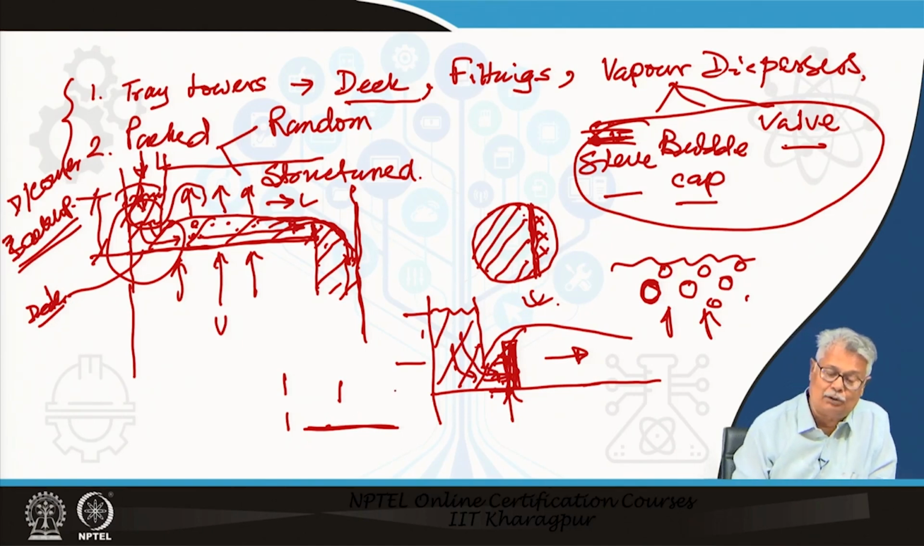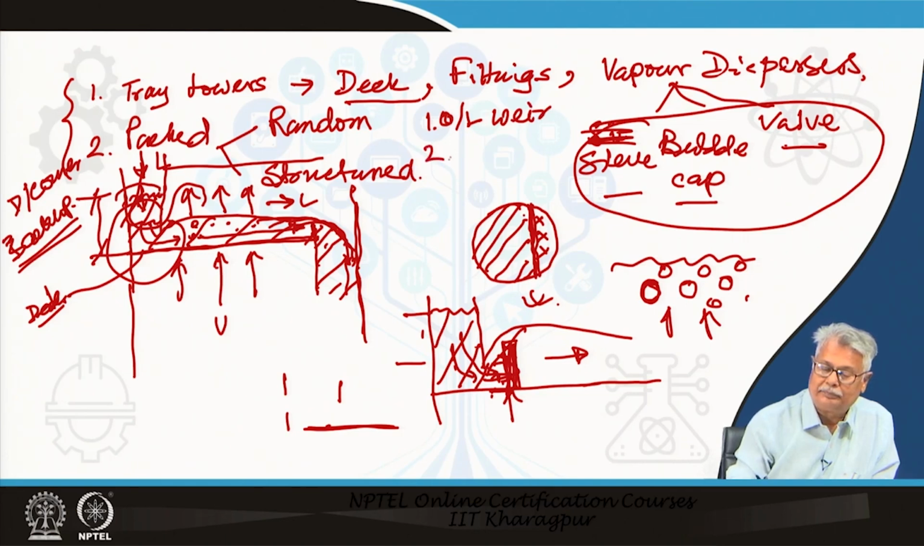So, I have now come across two things. One is the outlet weir. The second one is some sort of inlet weir.